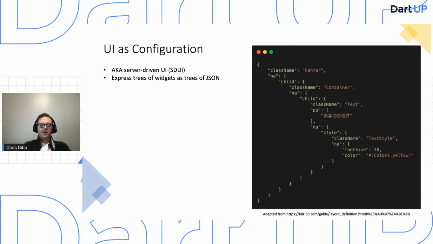FAIR, however, does not handle logic very well. So there's a small class-based DSL that allows for expressing some operations like Boolean conditionals and mapping iterables. But in general, FAIR is mostly concerned about UI.